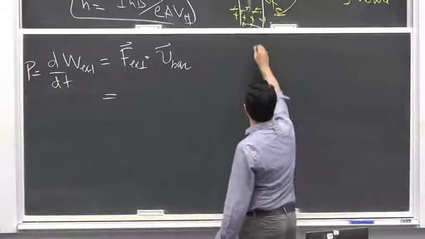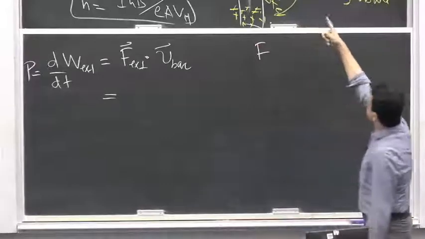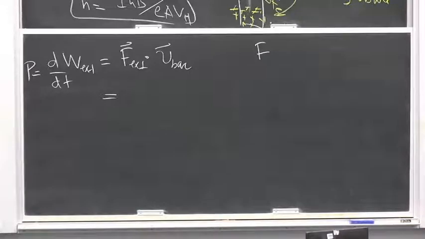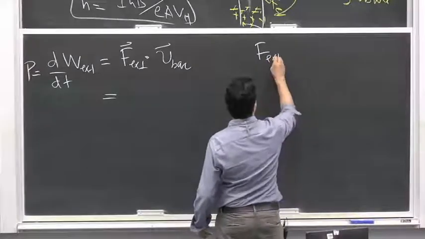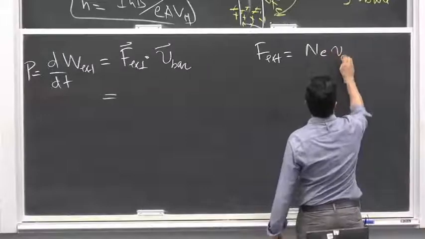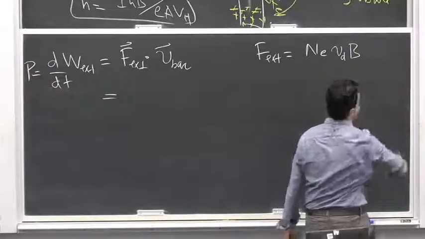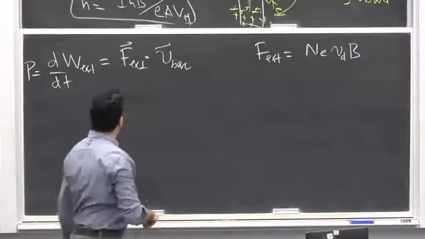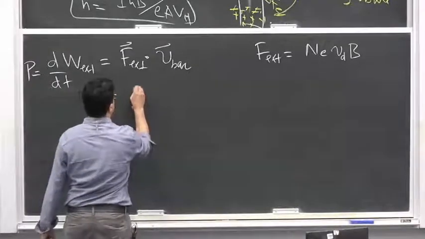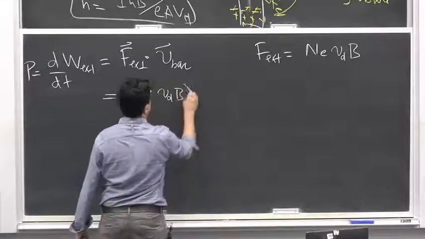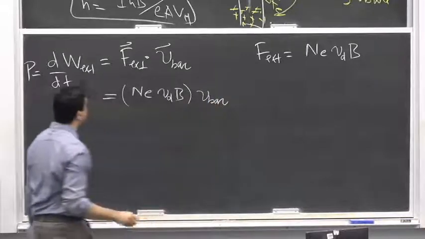So what is F external then? What we assumed was the velocity of the bar is constant. If the velocity of the bar is constant, it means your external force is equal to this Fm2. So the magnitude of your external force is equal to N E VD into B, where the total velocity is V bar. So that would be equal to N E VD into B.